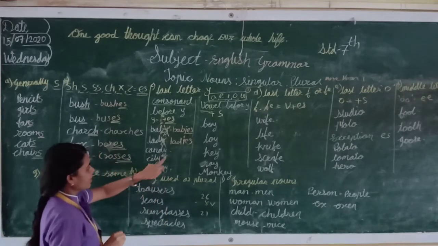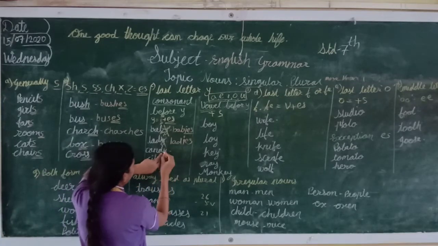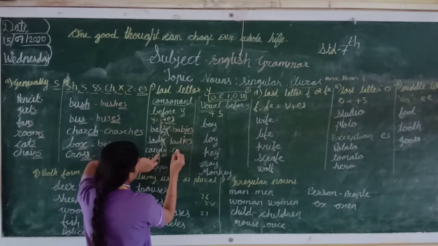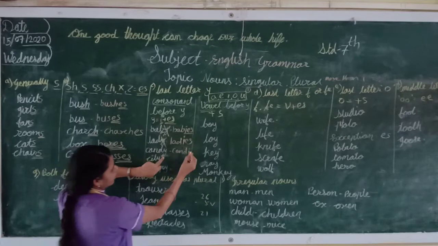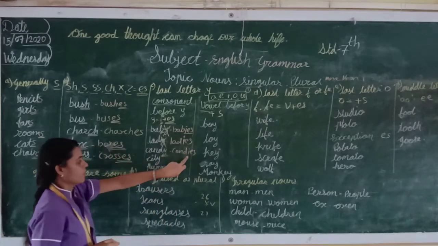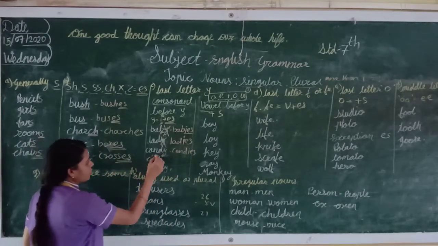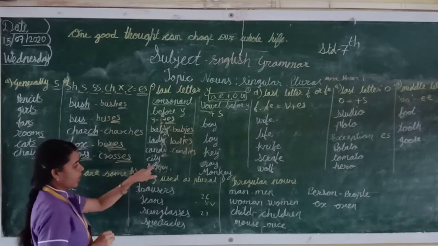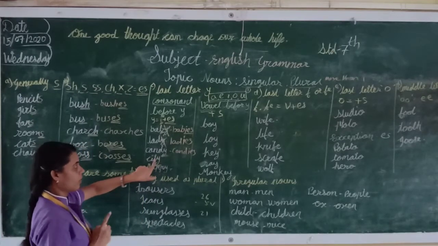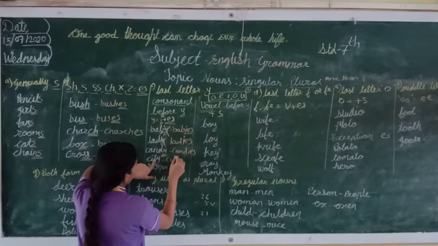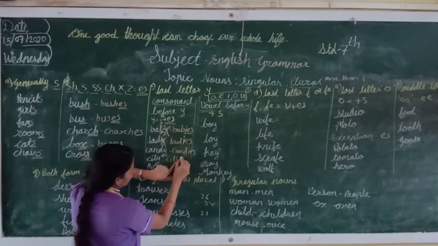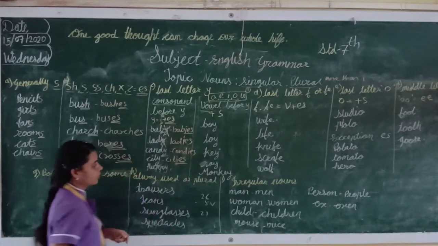Y, the last letter is y and before y there is D, which means y converts into i and then add es: candies. Okay, now city. The last letter is y, before y there is the consonant T. Then we have to convert y into i, then join es. Okay, students.